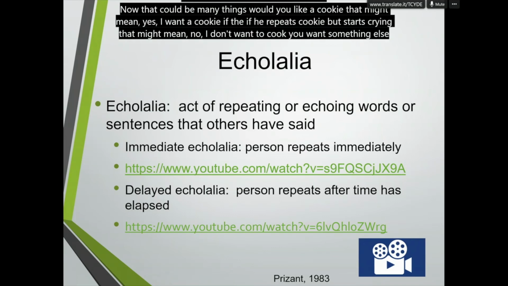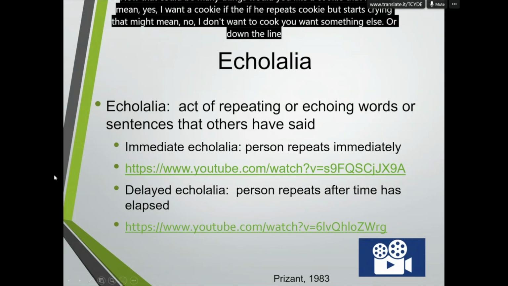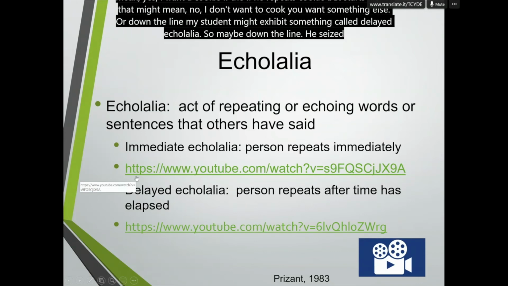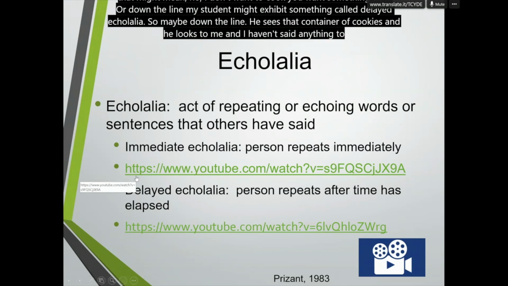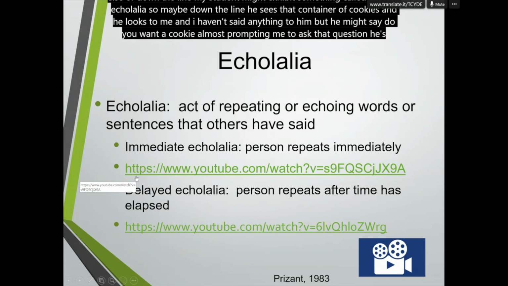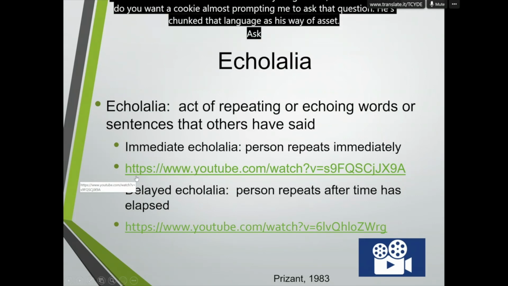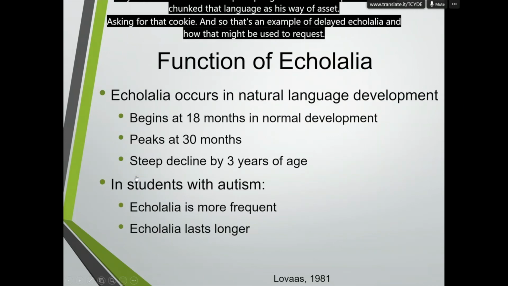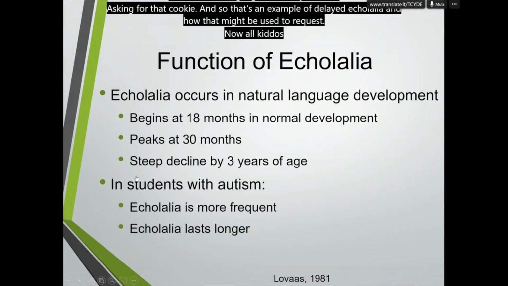Or down the line, my student might exhibit something called delayed echolalia. So maybe down the line, he sees that container of cookies and he looks to me, and I haven't said anything to him, but he might say, do you want a cookie? Almost prompting me to ask that question. He's chunked that language as his way of asking for that cookie. And so that's an example of delayed echolalia and how that might be used to request. Now, all kiddos who speak do go through a period of natural echolalia, and it usually begins at 18 months.